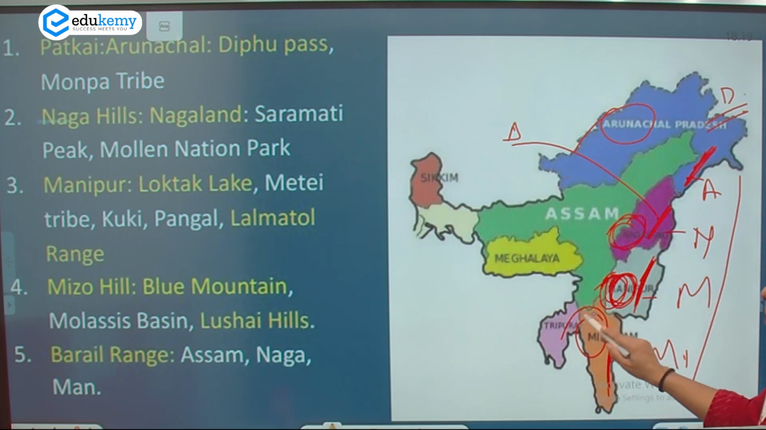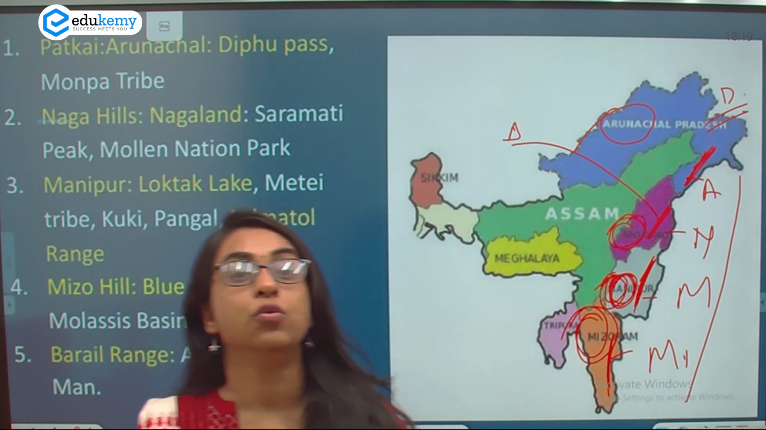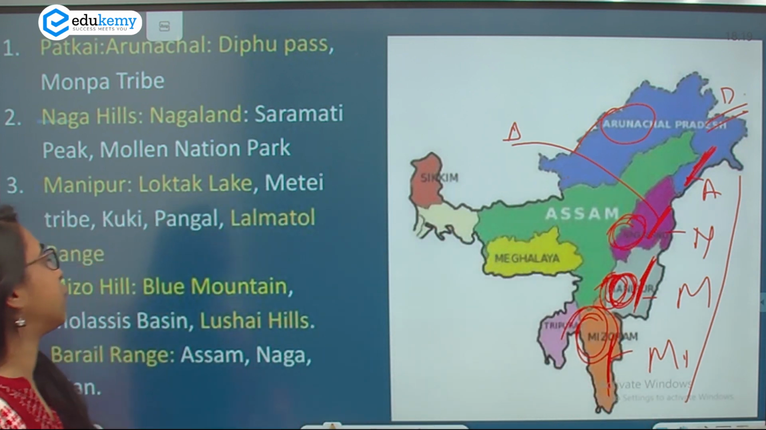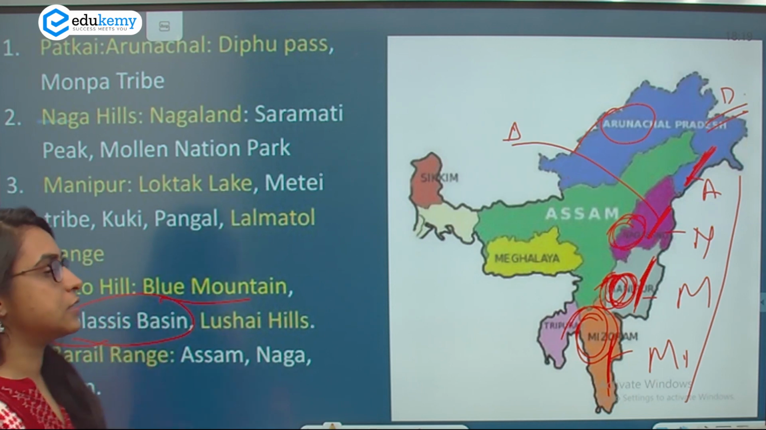Now moving on to Mizoram. In Mizoram we know there is the Mizo Hills, also known as the Lushai Hills. They have Blue Mountains and they have molasse basins.